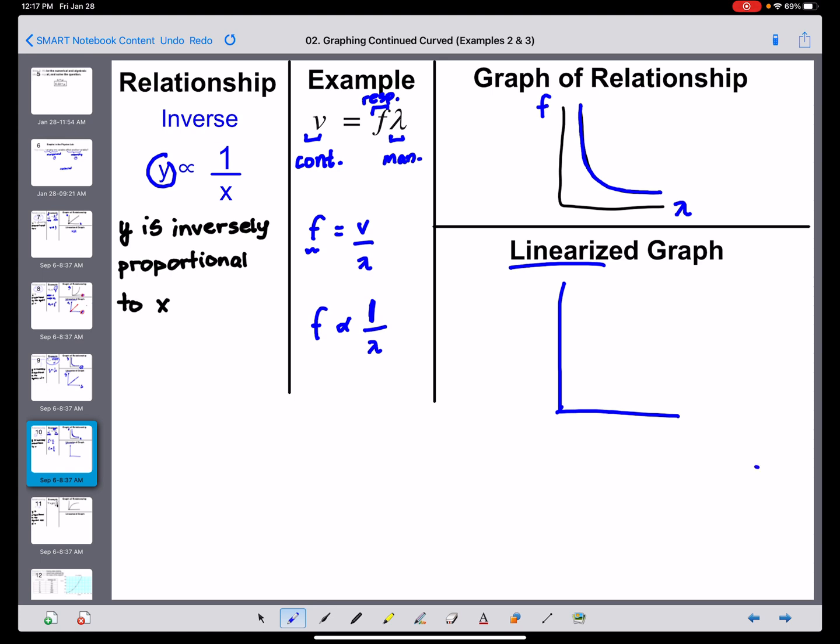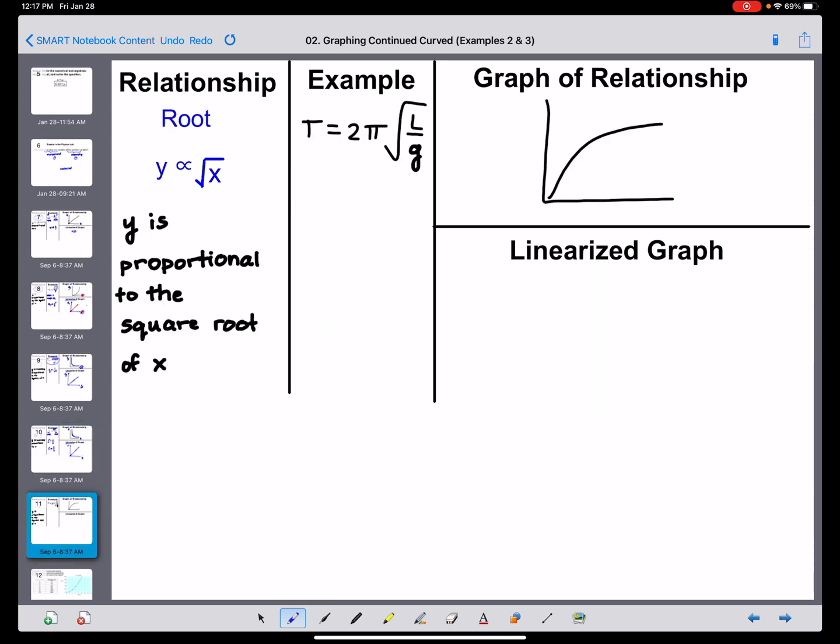So remember, the y-axes of both graphs are the same. So f is just still going to be f on the y-axis of the linear graph. But to make a linear graph, instead of putting the plain version of the variable, you match what is happening in the formula that you are investigating. And in the formula, it's 1 over lambda. So x is going to be 1 over lambda. And when we graph that, it is going to be straight.